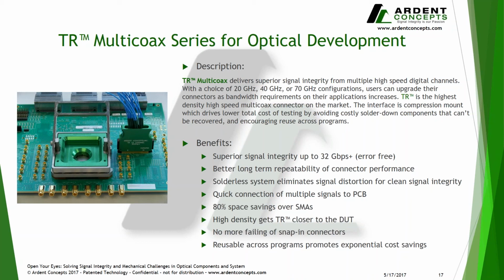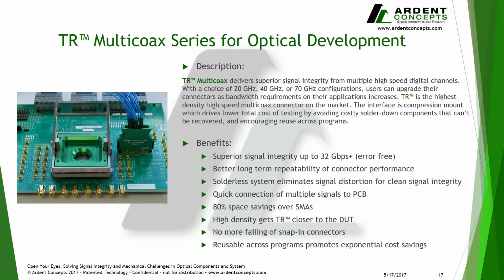Our TR multi-coax delivers superior signal integrity from multiple high-speed digital channels. We offer it in a choice of 20, 40, or 70 gigahertz configurations, and users are able to upgrade the connectors as their bandwidth requirements increase. TR is the highest density high-speed multi-coax connector on the market.